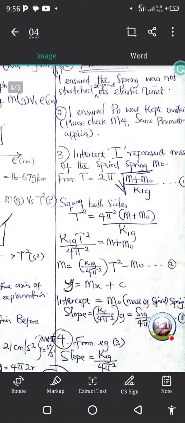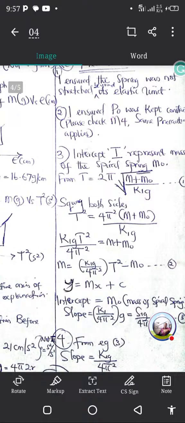So when you transform the equation, first of all, you have to square both sides. Now, what are we actually doing? We want to relate this equation to the equation of a straight line. We plotted a graph of m against T squared. So we are going to make m the subject, not m naught.